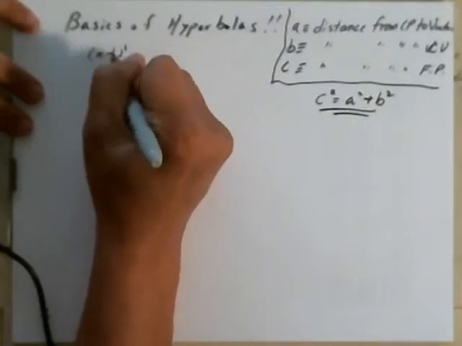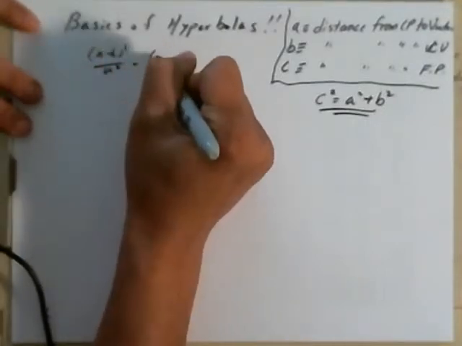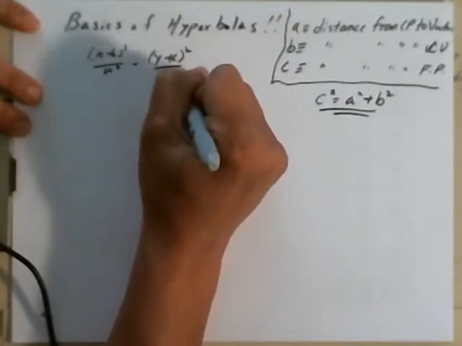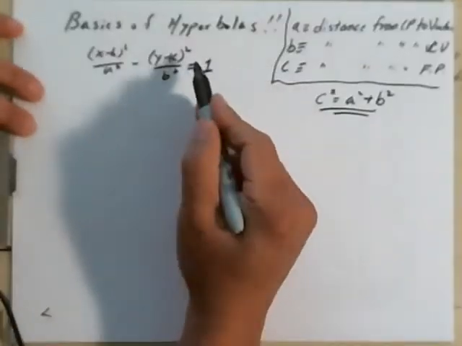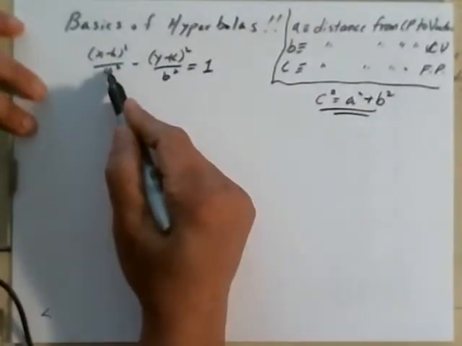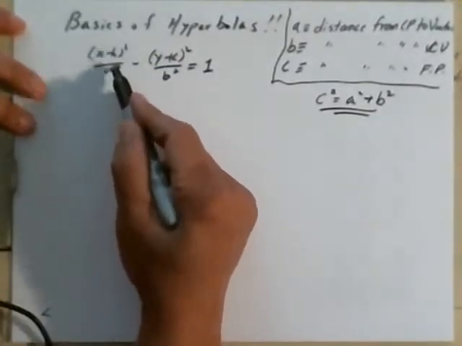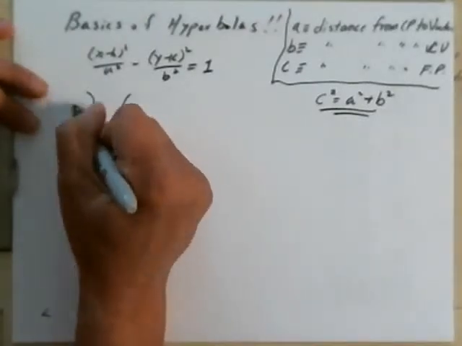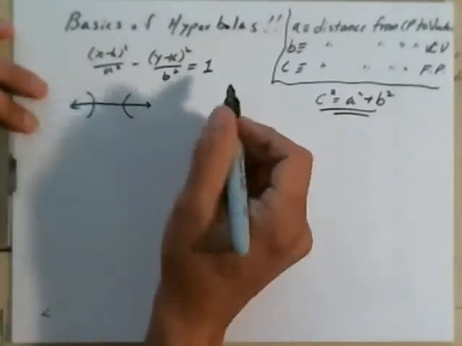x minus h squared over a squared minus y minus k squared over b squared always has to equal 1 right there. And a is always under the first term right there. So if a is under the x, the transverse axis is going to go this way, horizontally.